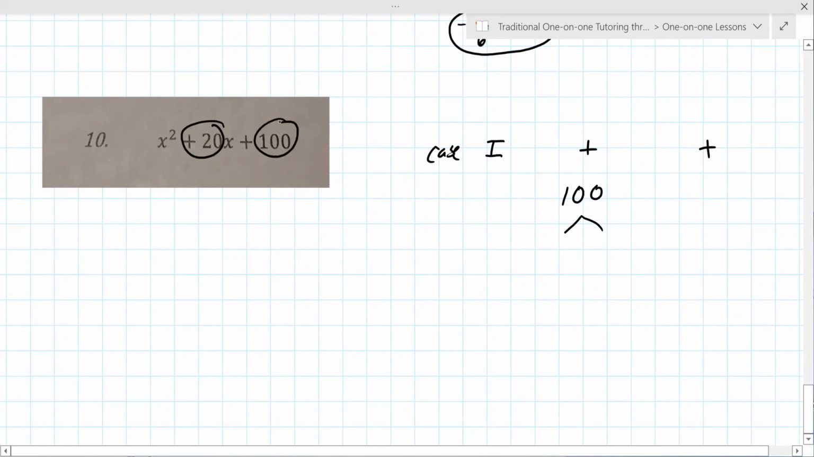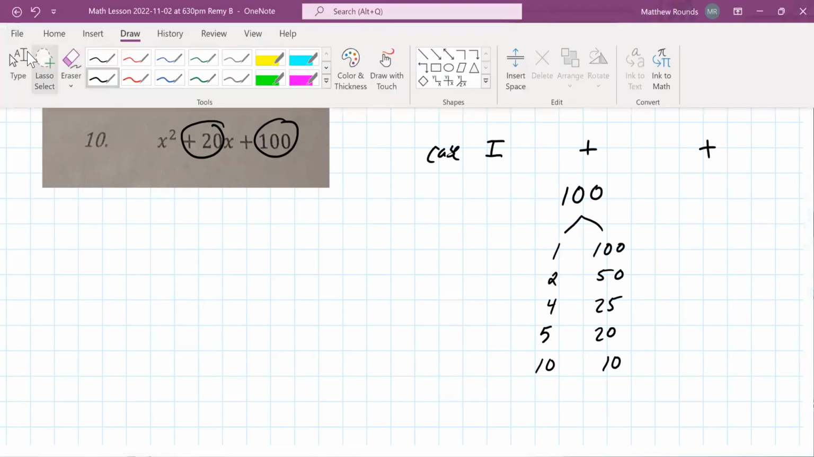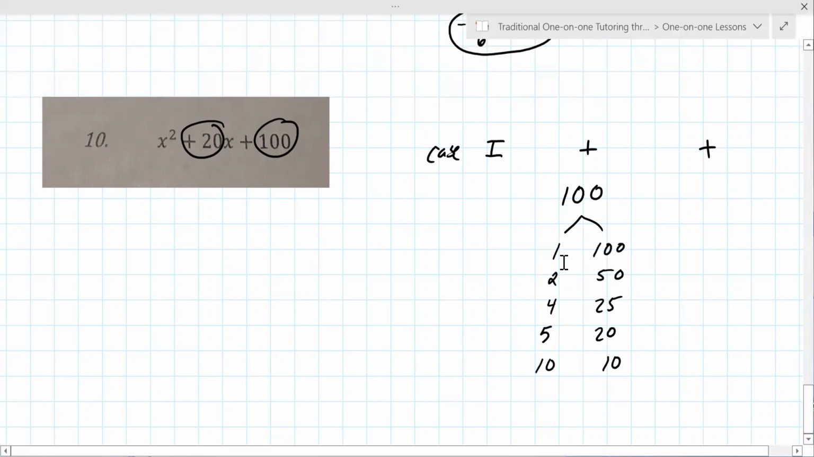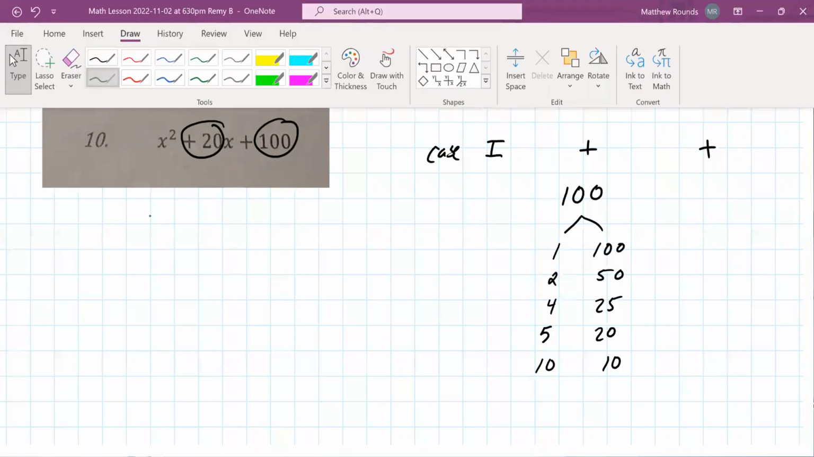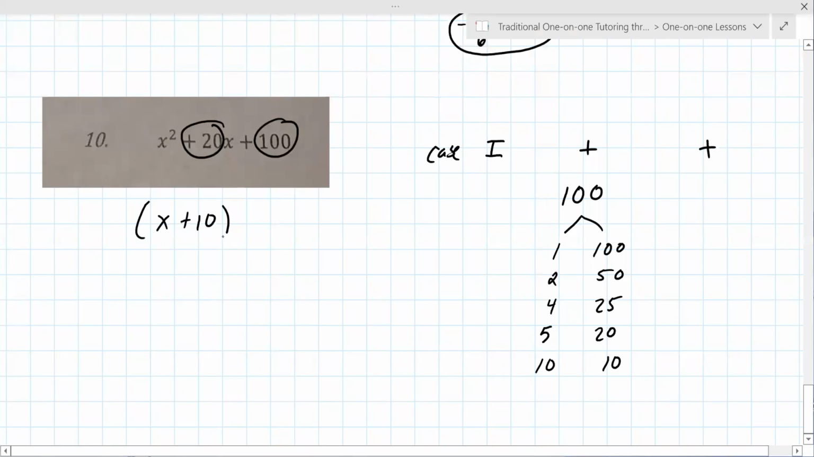Since it's plus plus, they're both positive. Like 1 and 100, 2 and 50. Now you may find that you don't have to make this list. You can just see the right answer. But making this list is probably the hardest part for most students. It's like, what are all the things that work out here? Do any of these add up to positive 20? Yeah, 10 and 10. So what does this become? x plus 10, x plus 10. Perfect.